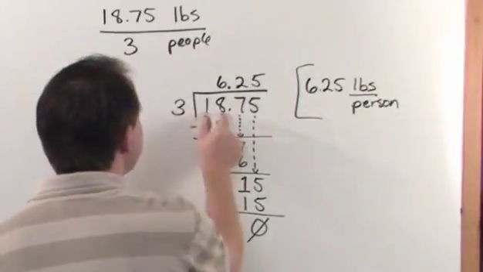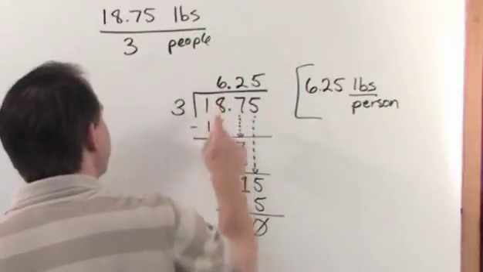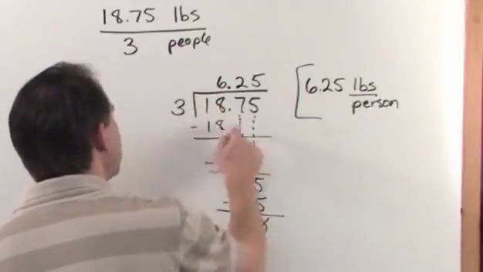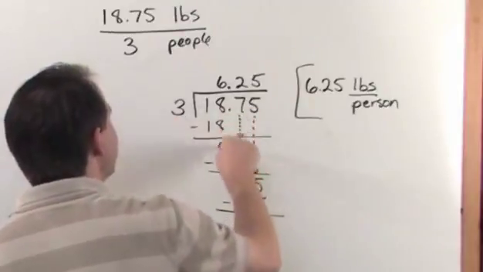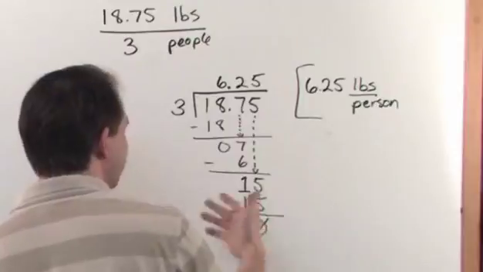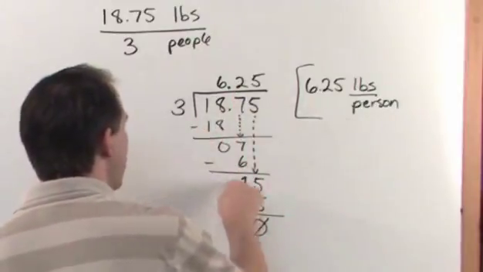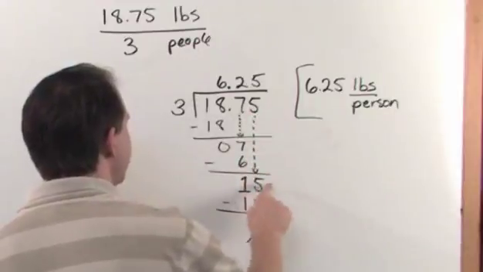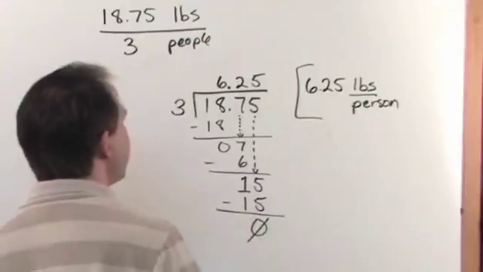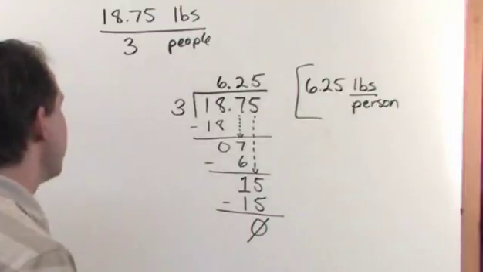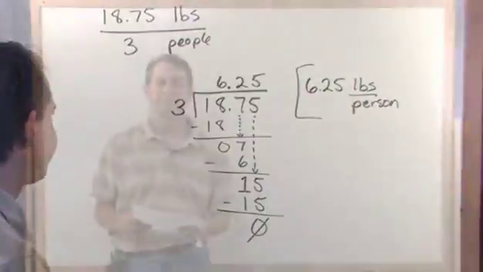And we just began to look at the digits. 3 didn't go into 1 at all, so we looked at 18. 3 times 6 gave us 18, so we wrote it down, we subtracted, we dropped the next digit down. Then 3 goes into 7 2 times, because 3 times 2 is 6. That's pretty close without going over. 3 times 2 gave us 6. We subtracted, got the 1, and dropped the 5 down for 15. 3 times 5 gives us 15 exactly, so we put this down and we had no remainder at all. So we stop and the problem is over, and you have 6.25 pounds of gumballs per person.